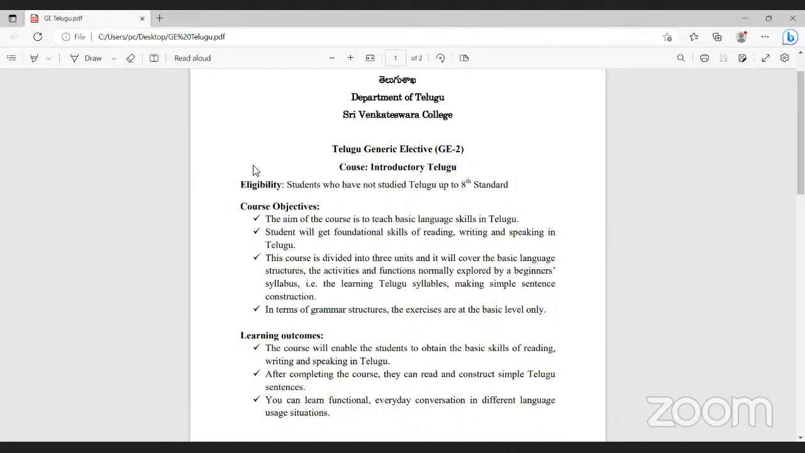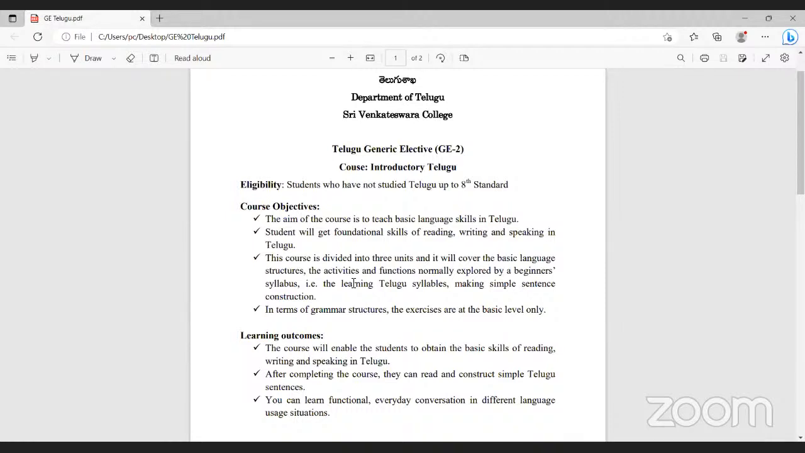Eligibility: students who have not studied Telugu up to 8th standard can opt for the introductory Telugu paper. The aim of the course is to teach basic language skills in Telugu. Students will get fundamental skills of reading, writing, and speaking in Telugu. This course is divided into 3 units, and it will cover the basic language structure, the activities and functions normally explored by a beginner's syllabus, that is learning Telugu syllables and making simple sentence constructions. In terms of grammar structure, the exercises are at the basic level only.